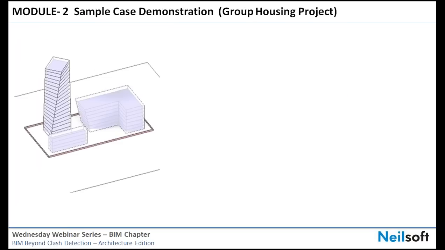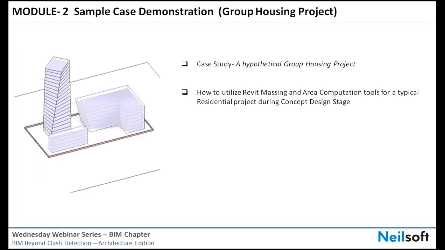So moving forward, now we will be starting with module 2, which is a sample case demonstration on a group housing project. For this demonstration, I have considered a hypothetical group housing project which comprises 2 BHK units or 3 BHK units, and there are multiple towers in that project. So we will see how to utilize Revit massing and area computation tools for such a project.